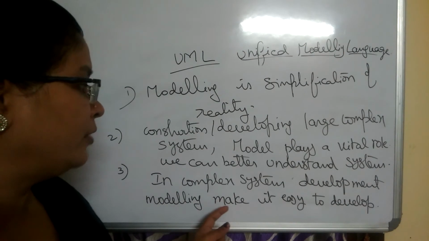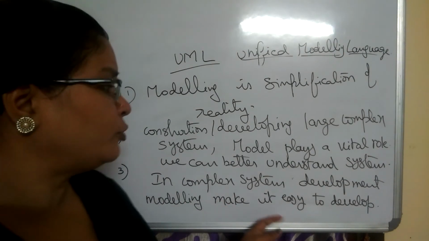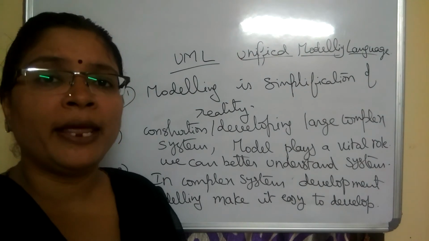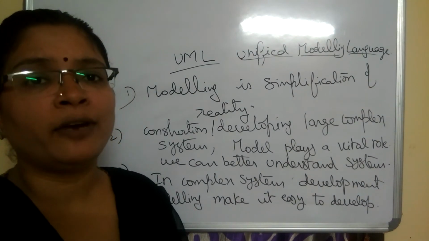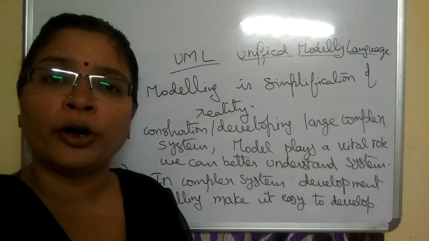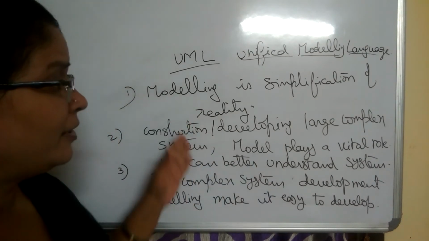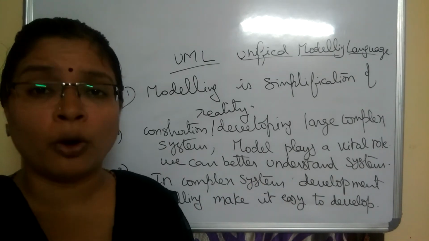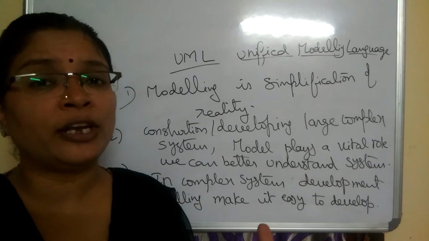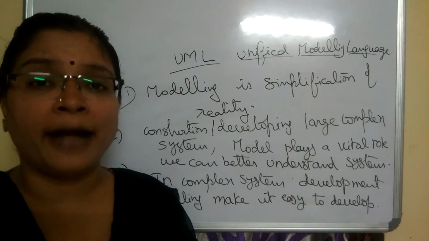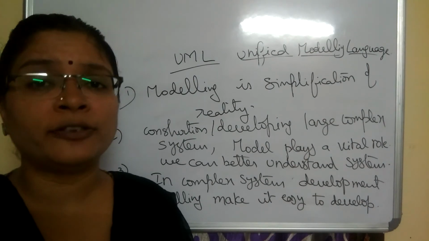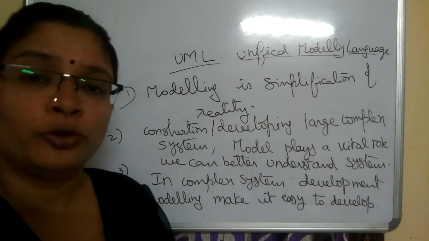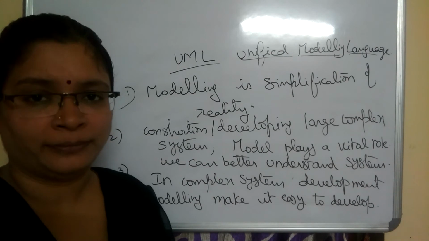Okay. So the next one, the modeling makes it easy to develop. By watching the complex system modeling, you can make it easy to develop. Very easy development is provided with the help of the modeling only. So by understanding these three things, what is the importance of the modeling, you came to know. It's a simplification of the reality. You can imagine in real how it will be, and the complex system is also made easy to construct, to understand and to develop by watching all these things. So this is the importance of the modeling.